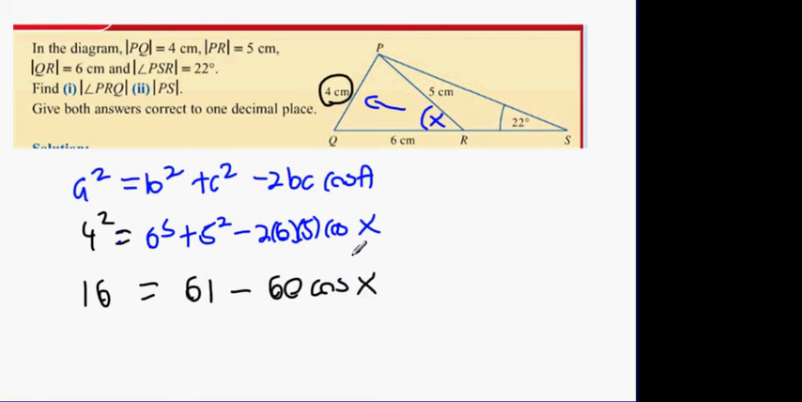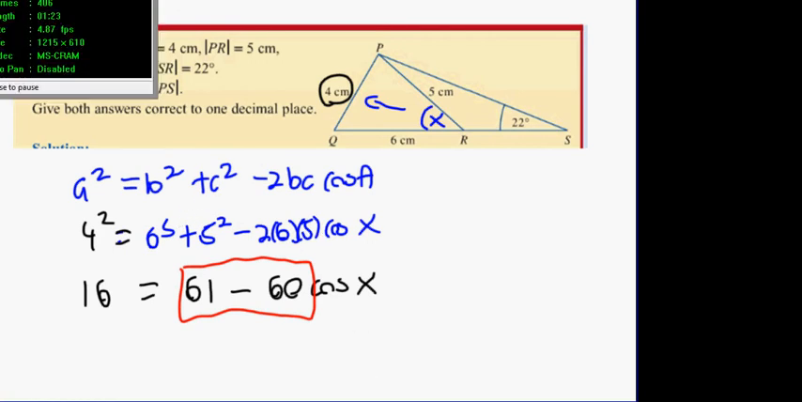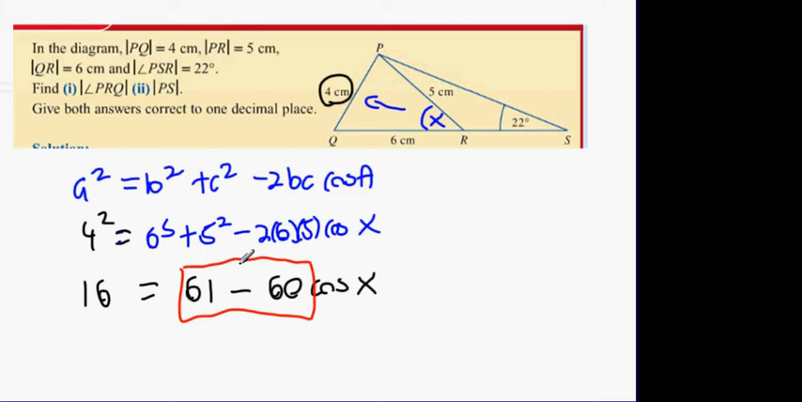A very common mistake is to take the two of these away from each other. Why am I not allowed to take the two of these away from each other, Hugo? Okay guys, so you can't take away 61 minus 60. Why is that, Shane? Because 60 cos, exactly. It's 60 multiplied by cos. You can't take them away.